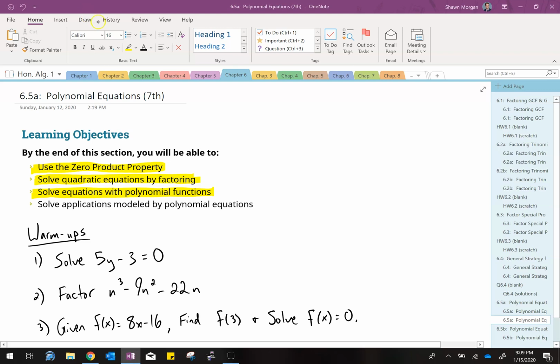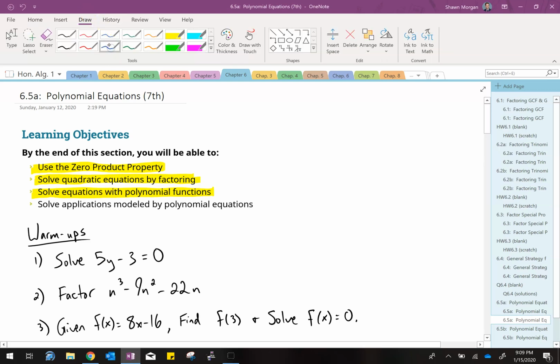All right, so hopefully you've had time to work the warm-up questions. And in number 1, it's just a matter of doing some simple inverse operations. We add 3 to both sides, we get 5y equals 3. Divide both sides by 5, we get y equals 3/5. So as I mentioned a moment ago, that number in this case that gives us a true statement would be y equals 3/5. If I plug that back in, I'll get myself a true statement.